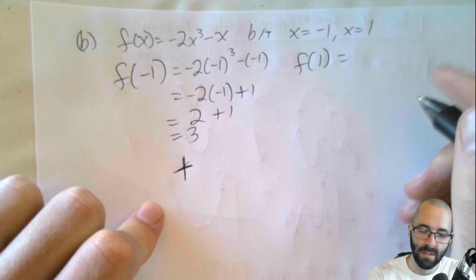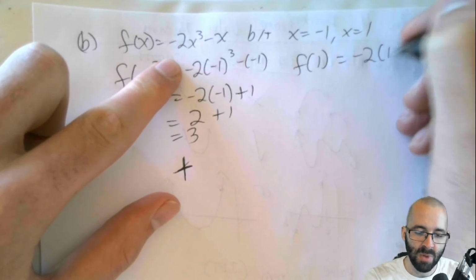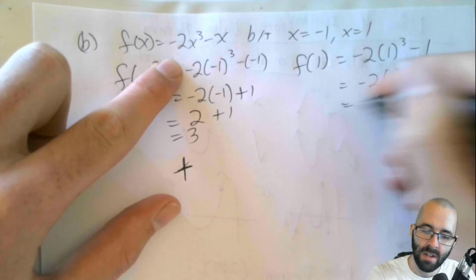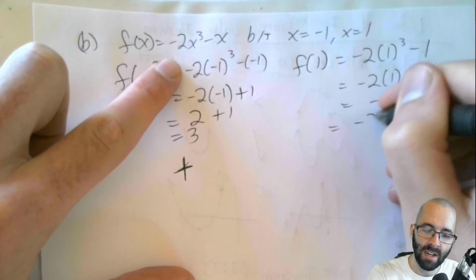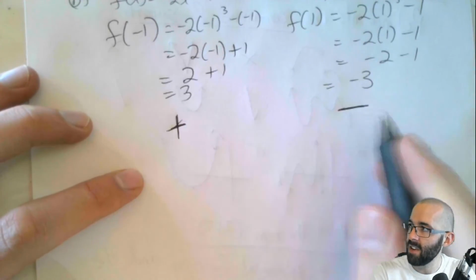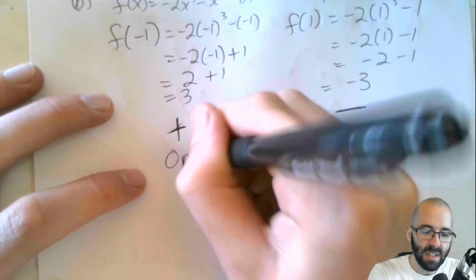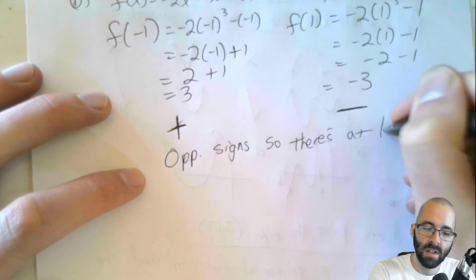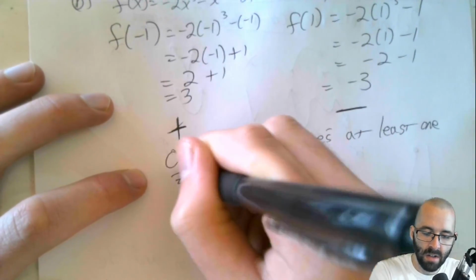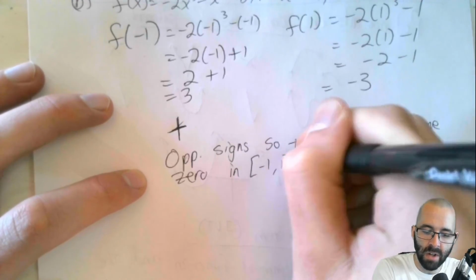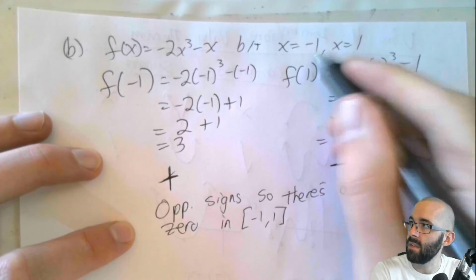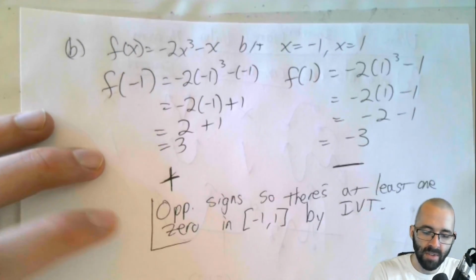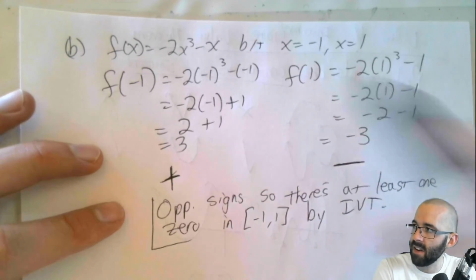We can use the IVT. When x is equal to positive 1, we have negative 2 times 1 cubed minus 1. Negative 2 times 1 minus 1. Negative 2 minus 1, or negative 3. That's negative. So since they're opposite signs, there's at least 1 zero in our interval, negative 1 to 1, by the IVT. You don't really have to box it, because again, the whole thing is our answer. It's kind of like a proof.